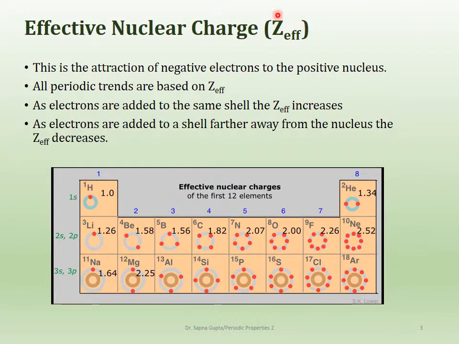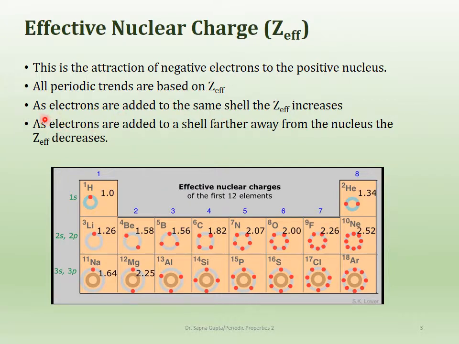Effective nuclear charge, which is represented by ZEFF, is the attraction of the negative electrons to the positive nucleus. The positive nucleus meaning the positive protons that are actually in the nucleus. The neutrons don't have any effect because neutrons are not charged, so they don't take part in this attraction. It's the negative electrons and the positive protons in the nucleus. Almost all the periodic trends, as we said, are based on the effective nuclear charge.